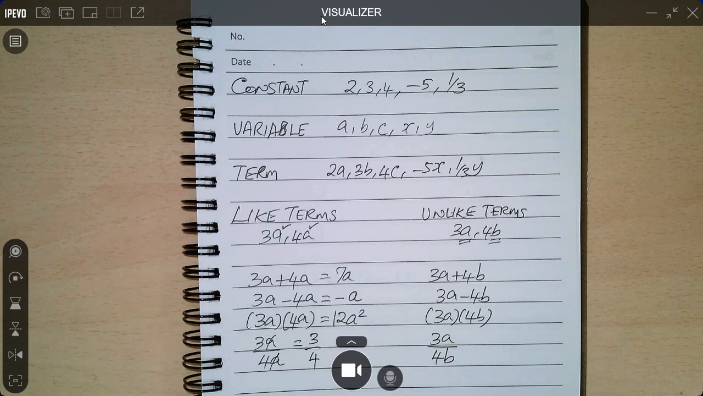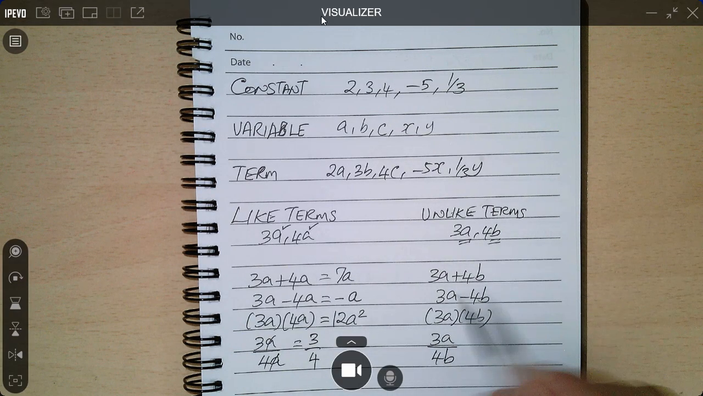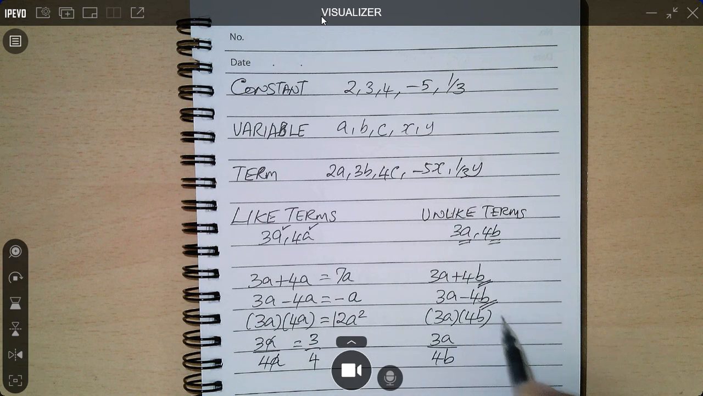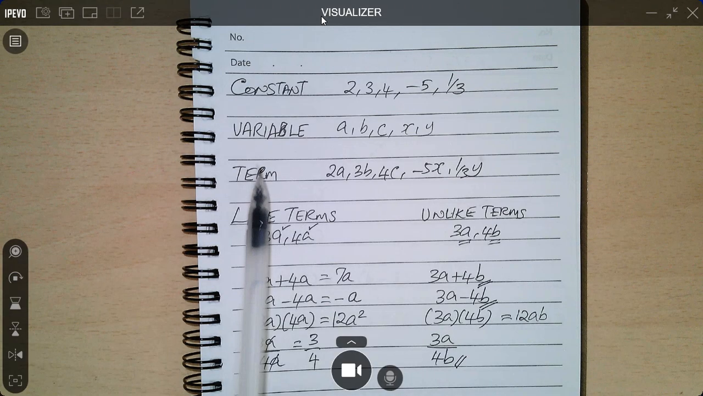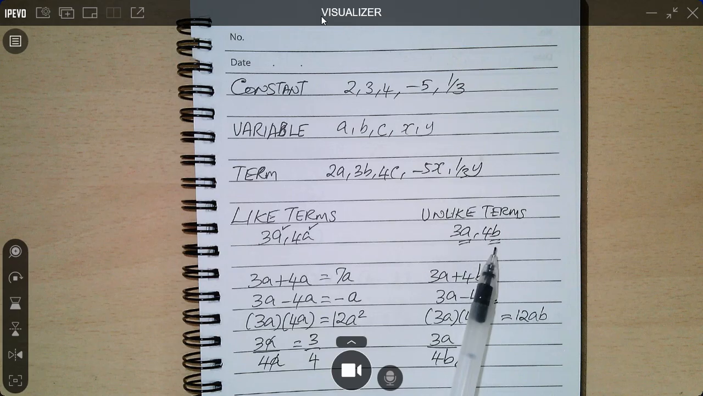Now let's do the 4 operations for unlike terms. 3a plus 4b, you can't simplify it any further. 3a minus 4b, also the same. 3a times 4b is 12ab. 3 times 4 is 12, a times b is ab. 3a over 4b, on top a, bottom b. We can't cancel. 3 and 4 have nothing in common, so we simply leave it there. So here we learned constant, variable, term, like term, unlike term, and the 4 basic operations.